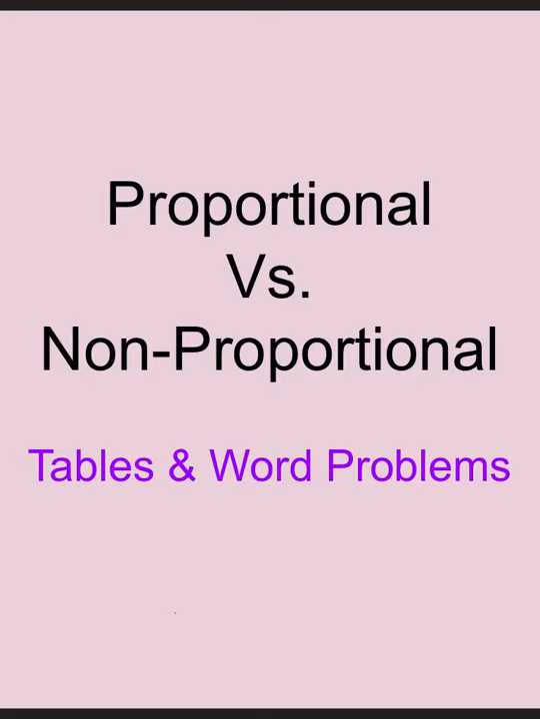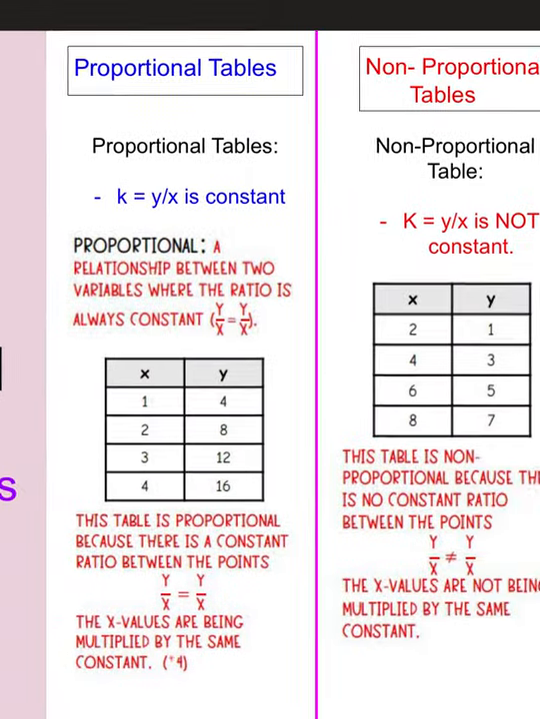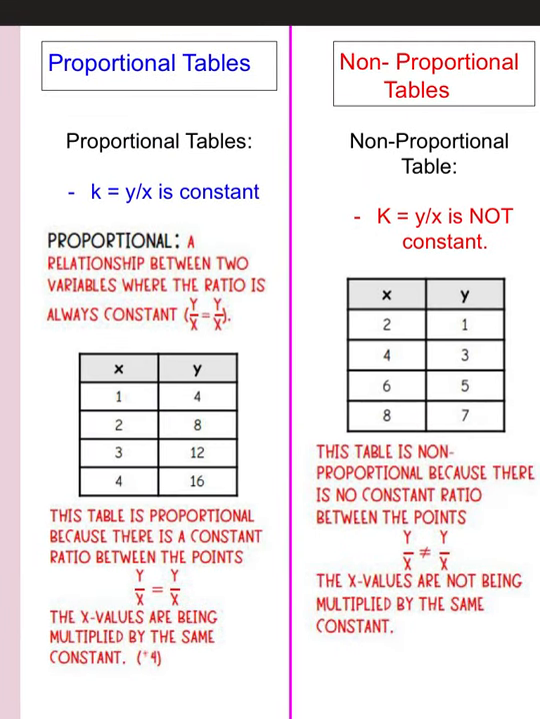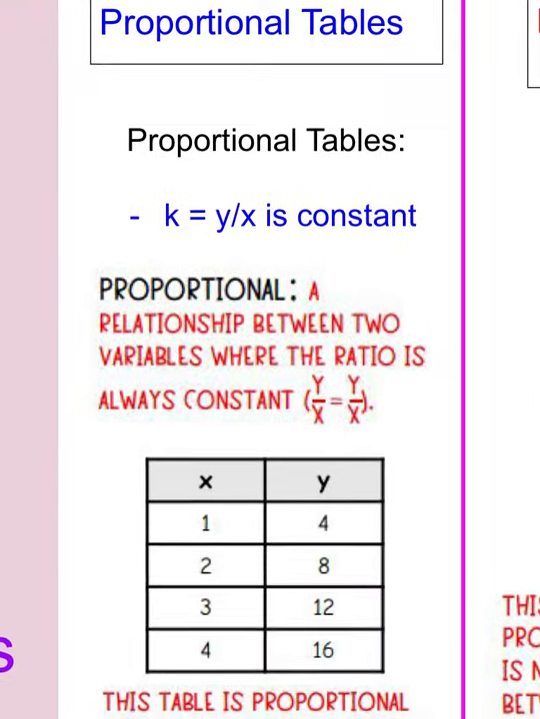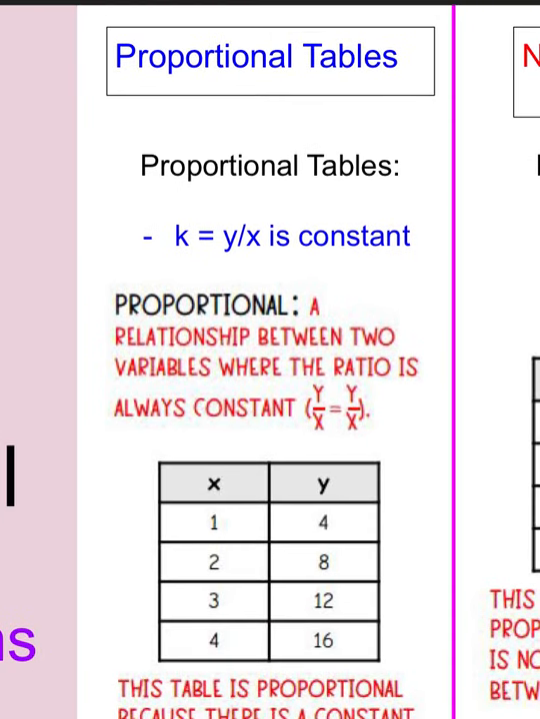Proportional versus non-proportional tables and word problems. So let's see, we have proportional tables and non-proportional tables. Looking at the proportional tables, it says that k is equal to y divided by x, and it is constant, okay? A relationship between two variables where the ratio is always constant.